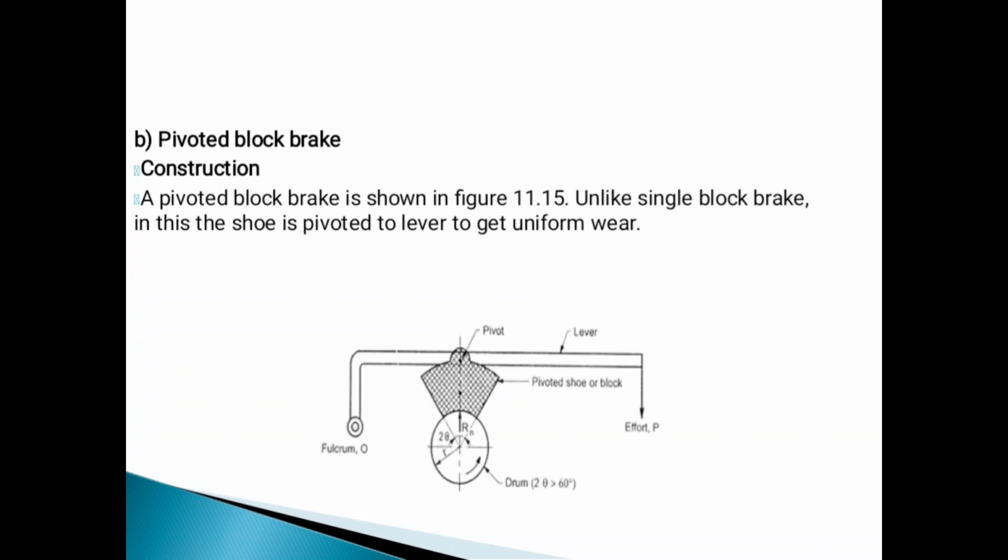Now the next one is the pivoted block brake. As in the figure, a drum is shown, then a pivoted shoe or block which is attached to the lever, then there is a fulcrum. When we apply an effort at P, the brake drum speed is retarded with the help of the pivoted shoe or block. So this is a pivoted block brake.